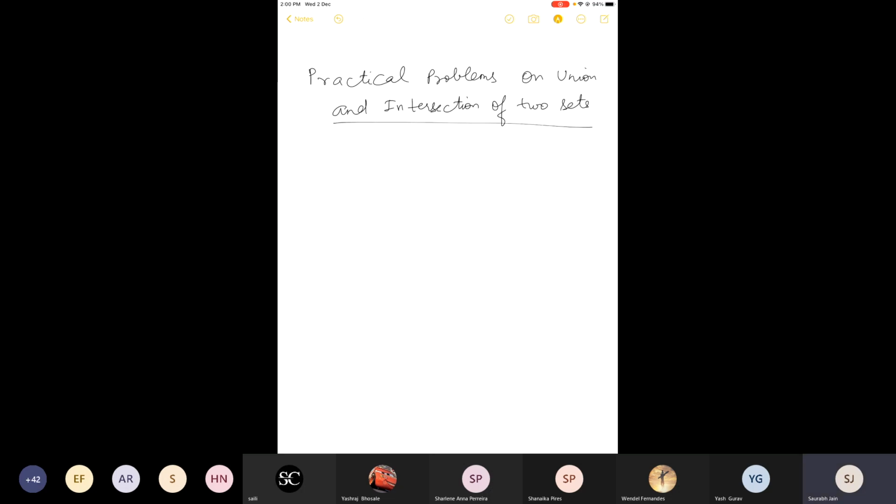First result, if A and B are any two sets, then... I told you what is the meaning of this notation. Whenever we write n and bracket some set, that means number of elements in that set. So n(A union B) means number of elements in A union B. And the result is equal to number of elements in A plus number of elements in B minus number of elements in A intersection B. This is the first important result.